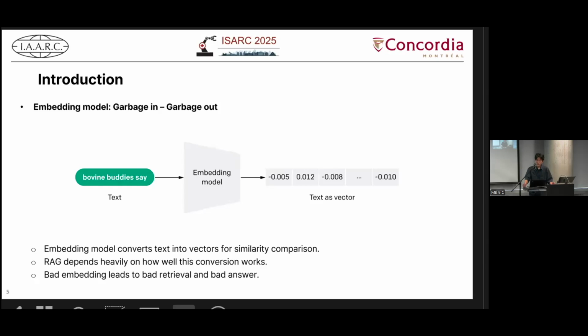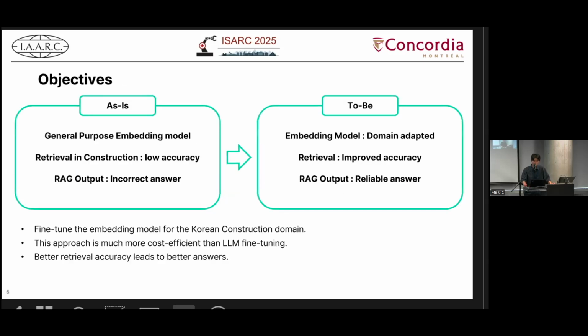As we always say, garbage in, garbage out. If the embedding quality is bad, the retrieved documents will be wrong. And if the retrieved documents are wrong, the answer from the LLM will also be wrong. So in this research, we focused on the embedding model. Instead of fine-tuning the large language model, we tried to fine-tune the embedding model, which is smaller, faster, and much more cost-efficient. Our goal was to build a Korean construction regulation RAG pipeline that can give high-quality answers by improving retrieval accuracy.